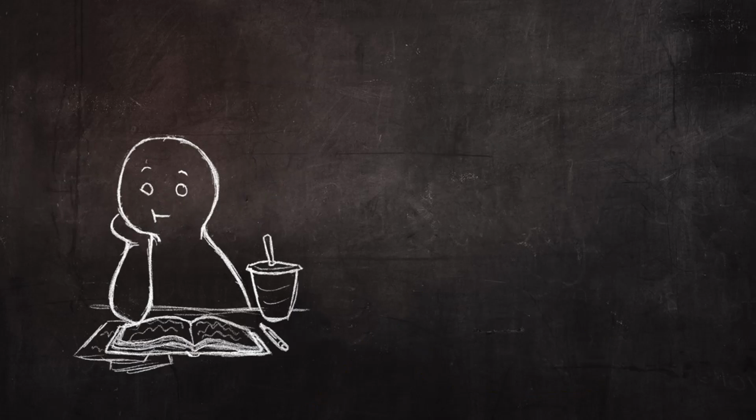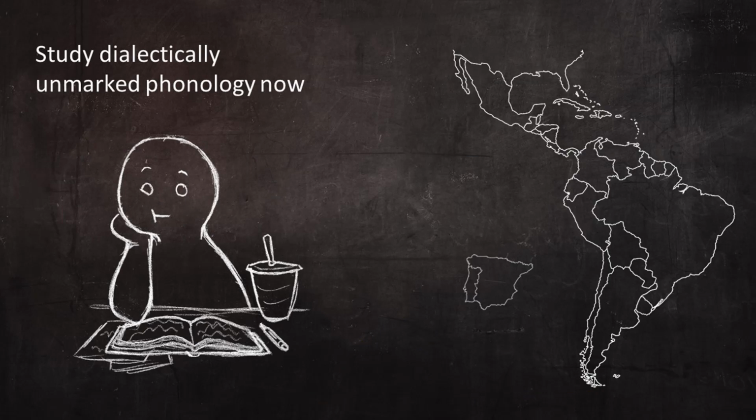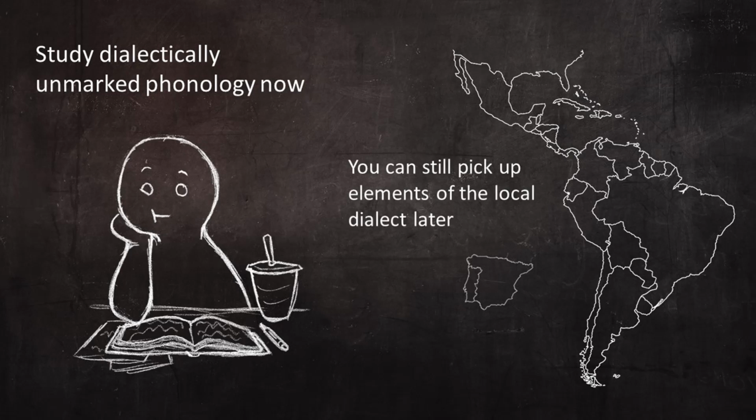If you're a beginning or intermediate student and you study dialectally unmarked Spanish phonology now, what people think of as standard or neutral phonology, and then in the future you spend time living in a particular Spanish-speaking country, you'll likely pick up some of the prosody and other features of the local dialect, and you'll do this without even thinking about it or trying. It'll just happen. Learning unmarked dialectal phonological forms in the beginning won't prevent you from developing a more local regional sound once you're immersed in Spanish-speaking language and culture.